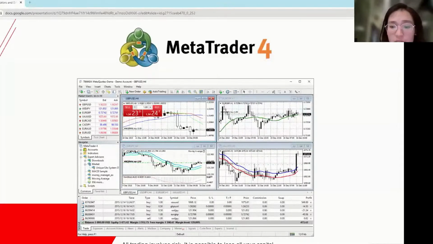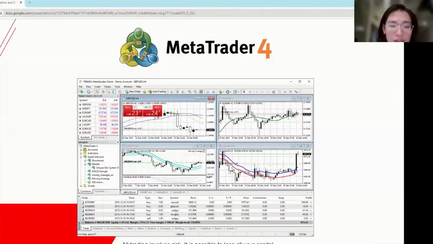Security. MT4 is quite secure since it has data encryption to ensure the safety of trades and user information. And lastly, community and support. MT4 has quite a large active community of users who share their strategies, their tools, insights. So it is a pretty collaborative trading environment.